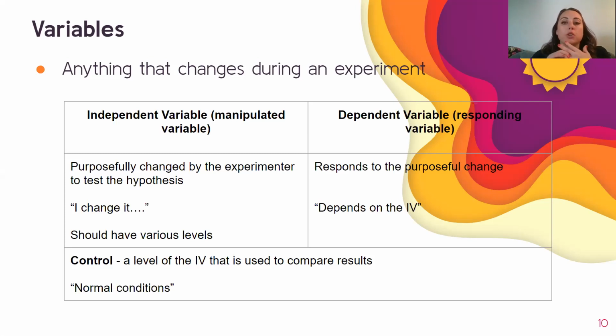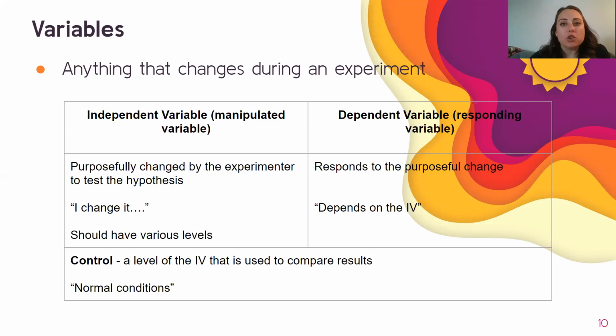Other examples of control might be if you're looking at how many people get sick if they're exposed to something, you're going to look at somebody that wasn't exposed. Another example might be how do plants grow in response to salt? Your control is a plant grown without salt. So it's normal conditions. One level of your independent variable always has to be your control, or the thing that's most like normal conditions.